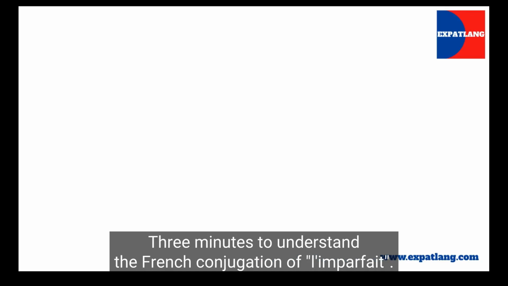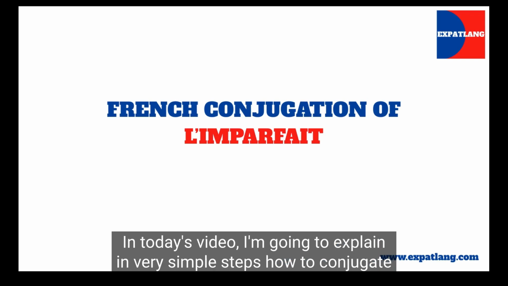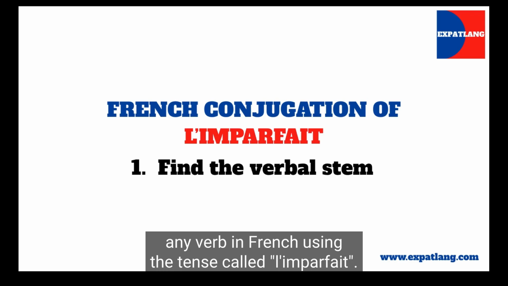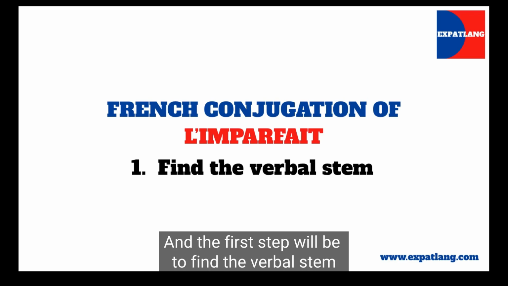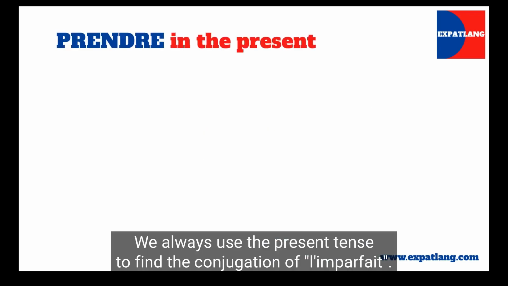3 minutes to understand the French conjugation of l'imparfait. In today's video, I'm going to explain in very simple steps how to conjugate any verb in French using the tense called l'imparfait. And the first step will be to find the verbal stem that we will use to build l'imparfait. We always use the present tense to find the conjugation of l'imparfait.